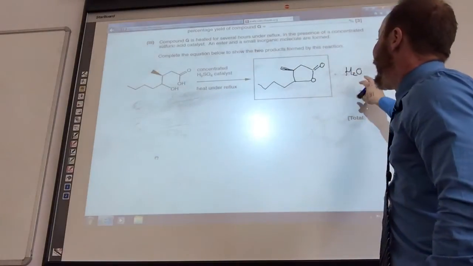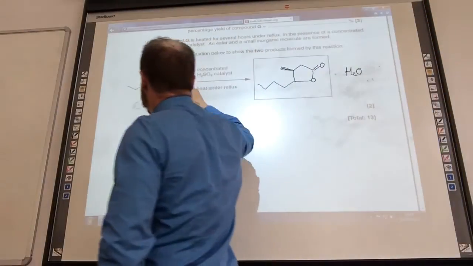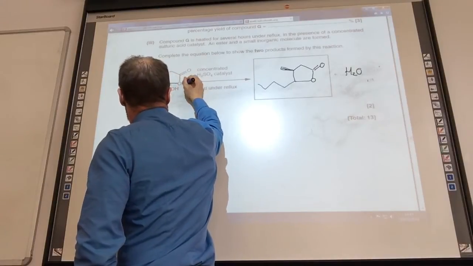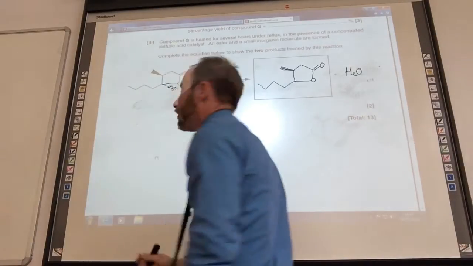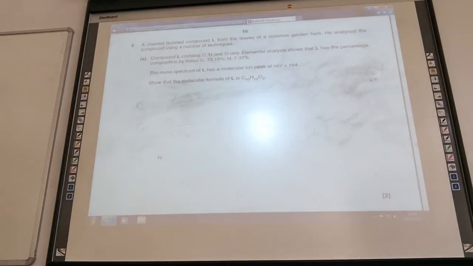Okay, put an extra carbon, and plus H2O. So you just loop it round. So if in doubt, just do it on and just go, oh okay, so that's just going to go there, that's going to go, that's not, there's your answer. Okay, so question 5.